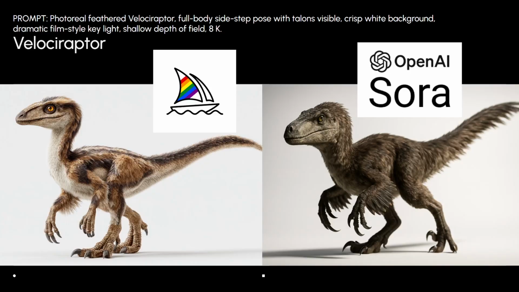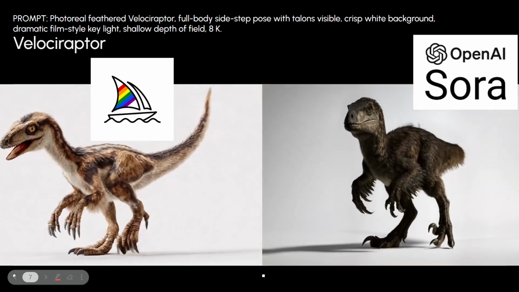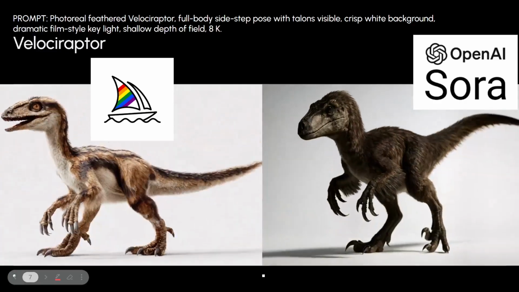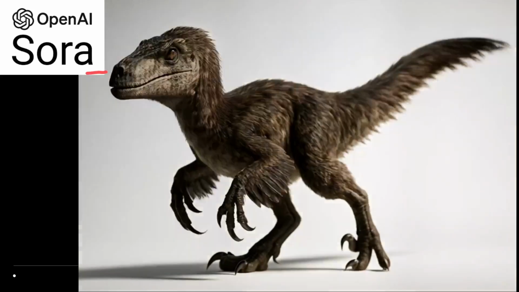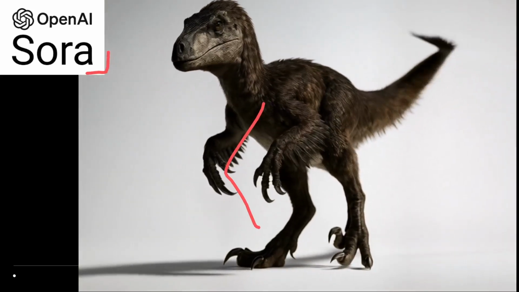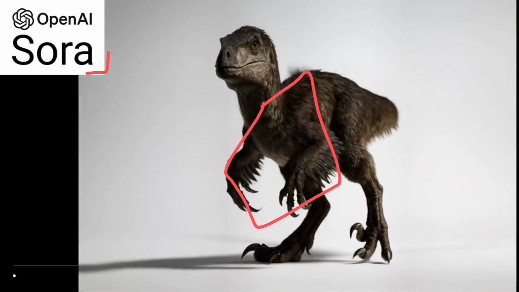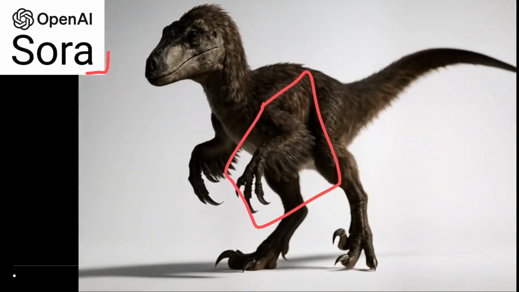The next was the Velociraptor. The idea was to also add feathers, feathered Velociraptor. So as we see, this doesn't have feathers. So this is the Velociraptors animated, and the winner is OpenAI Sora because I like a lot the work on the arms of the feathers is amazing.